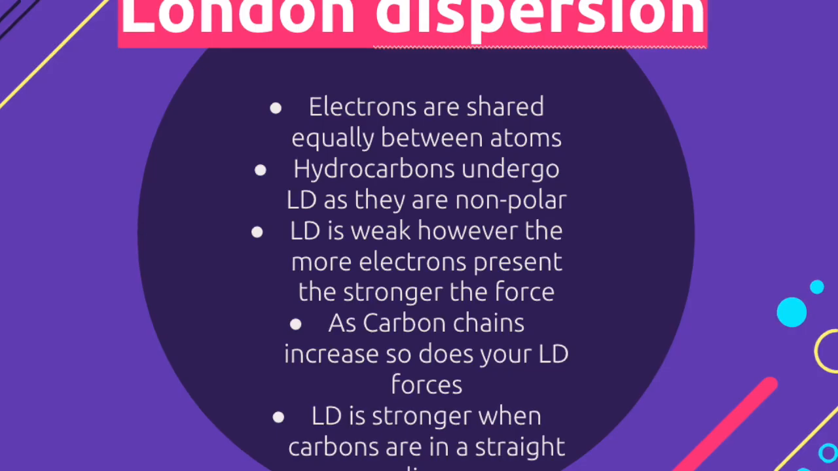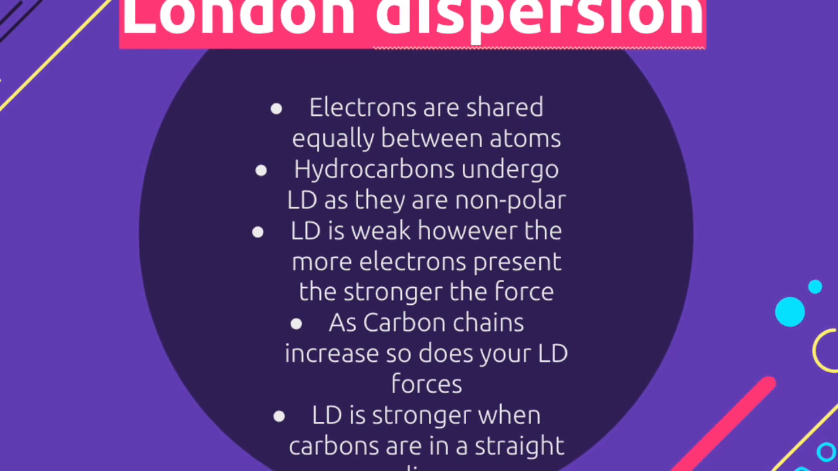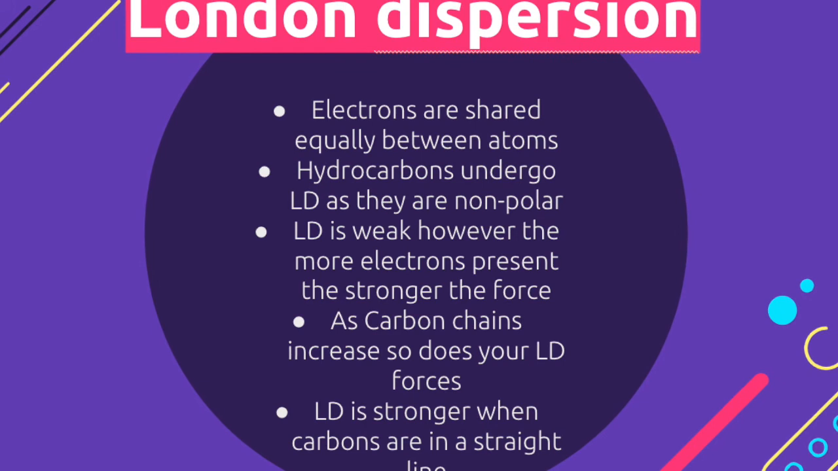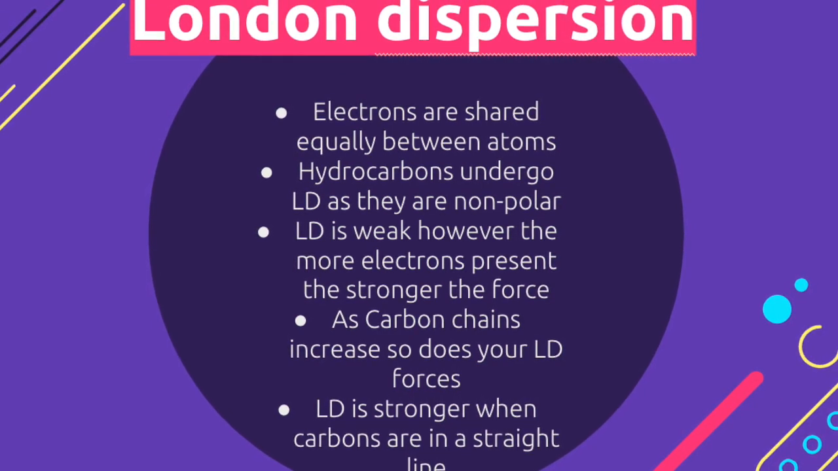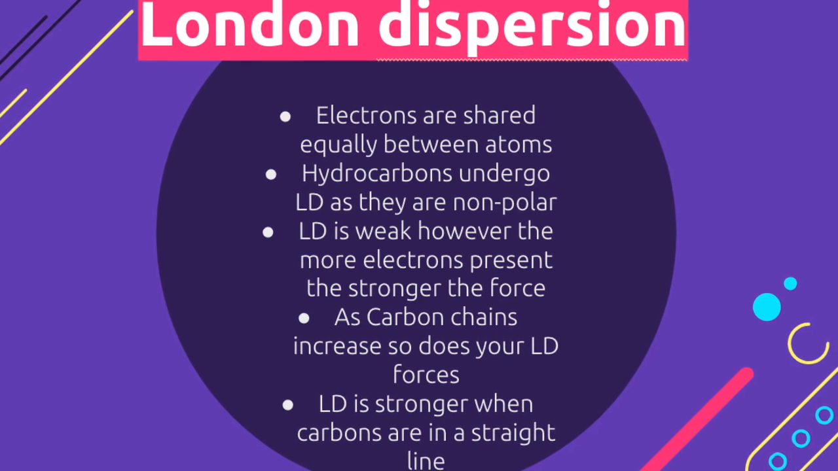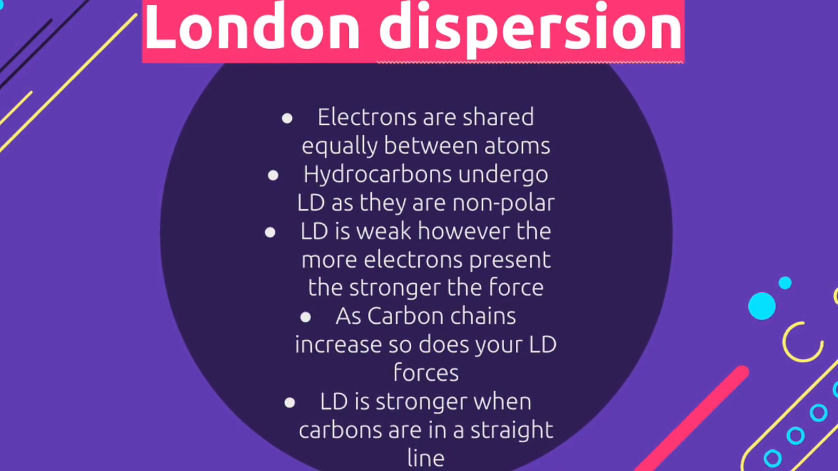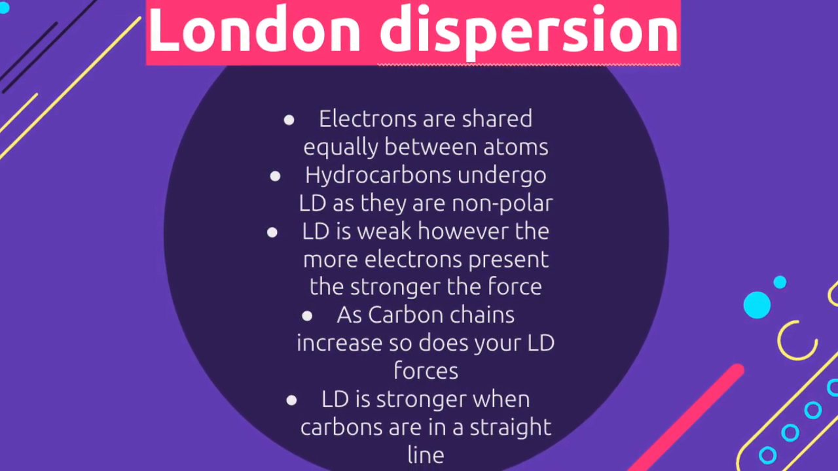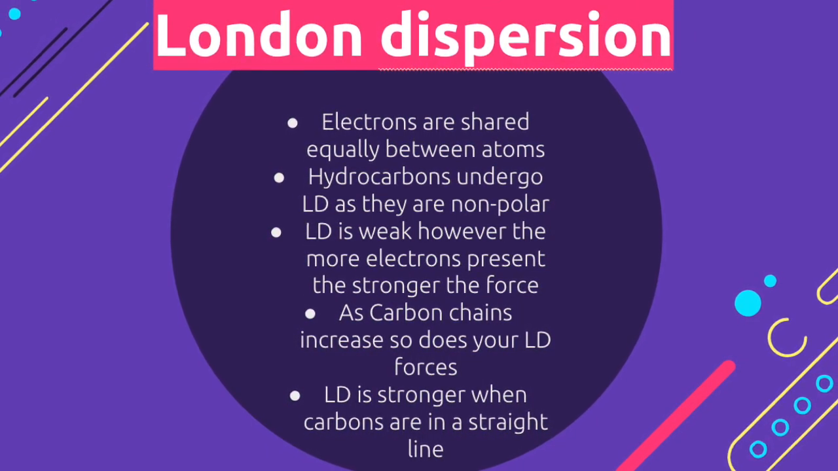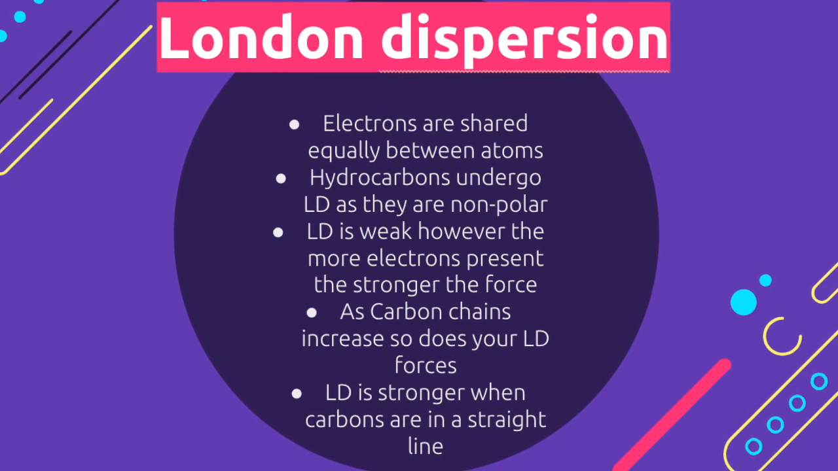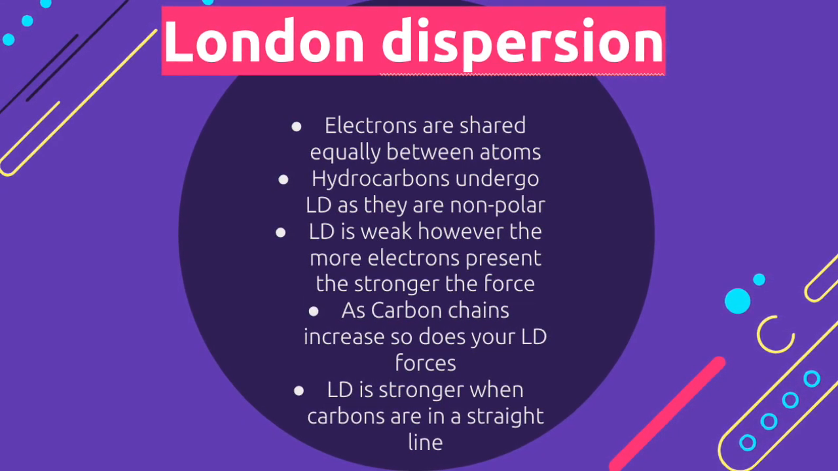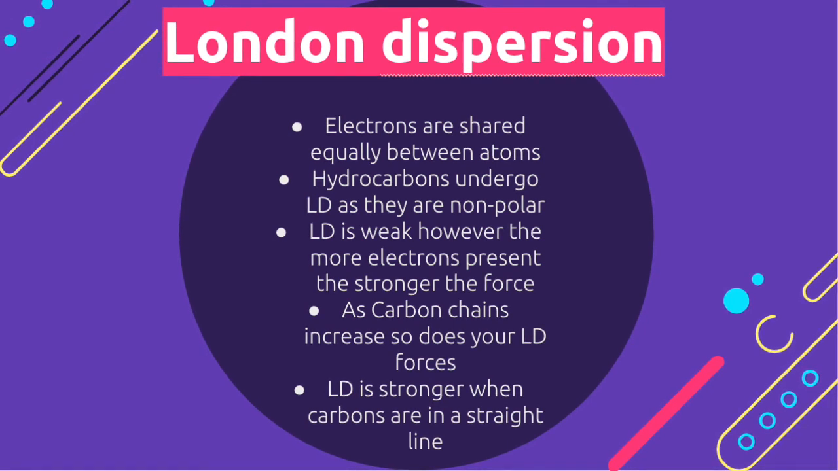The last thing I'm going to touch on is London dispersion. In organic chemistry, the compounds undergo a force called London dispersion. This is where electrons are shared equally between atoms. Hydrocarbons undergo London dispersion as they are nonpolar. However, London dispersion is weak, and the more electrons present, the stronger the force. As carbon chains increase, so does your London dispersion. London dispersion is also strong when carbons are in a straight line.